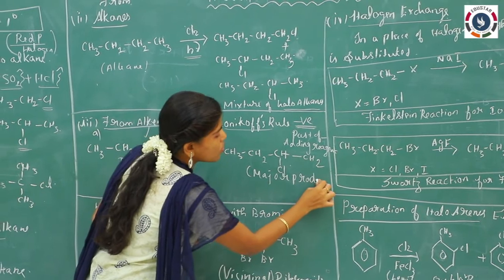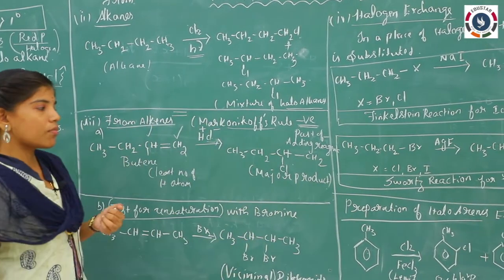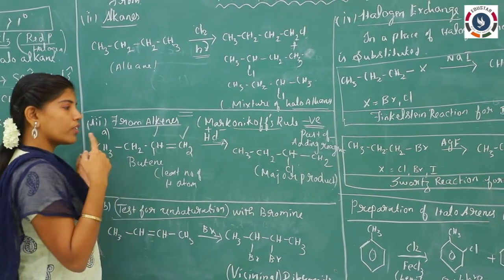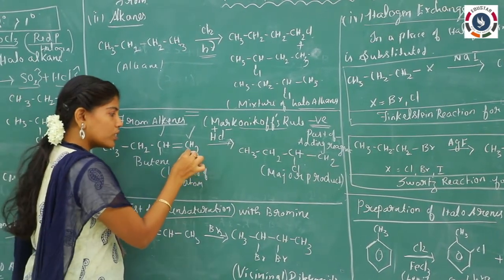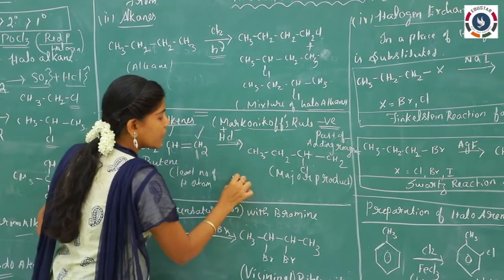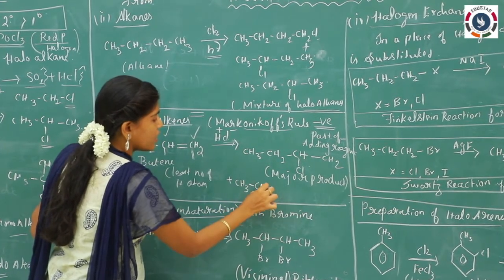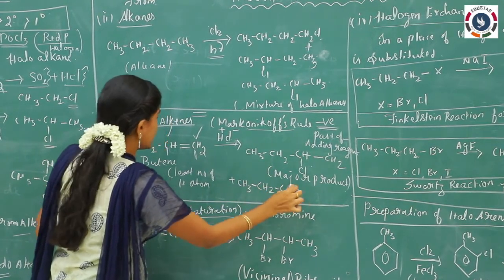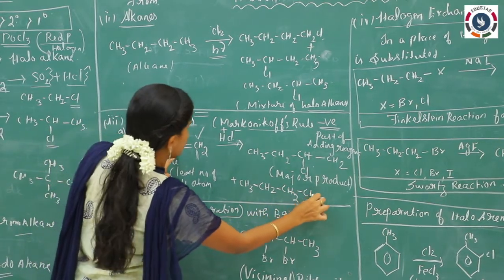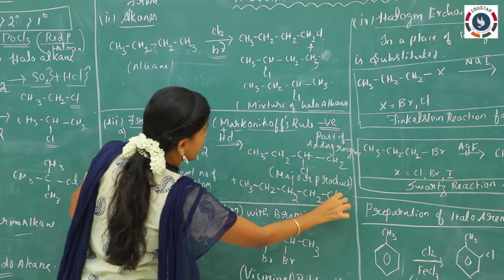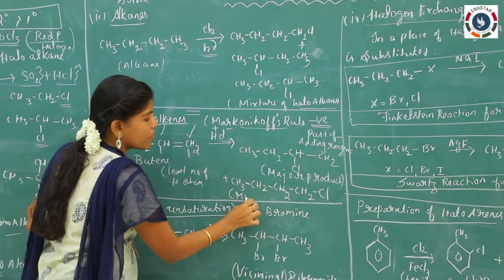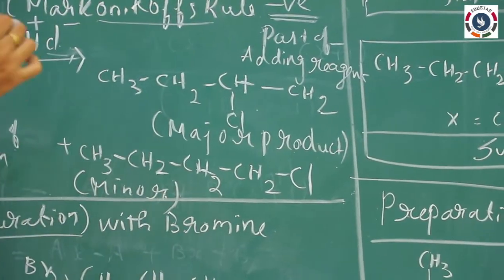So there may be questions to you students, such as which will be the major product with this reagent. They may ask like this. If you think about what happens if the addition of chlorine happens to this other carbon atom, we can also write CH3 CH2 bond CH2 Cl. So this can also happen, but this will be present in very minor proportions.